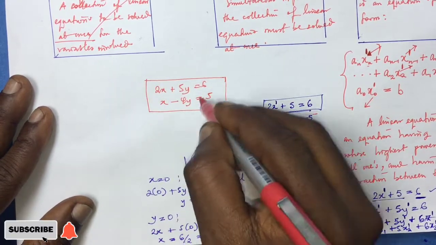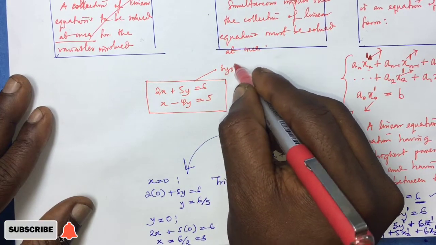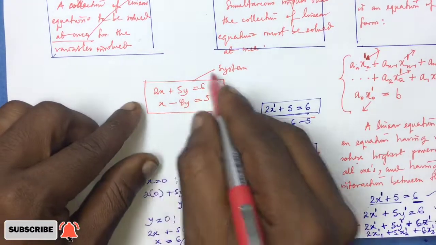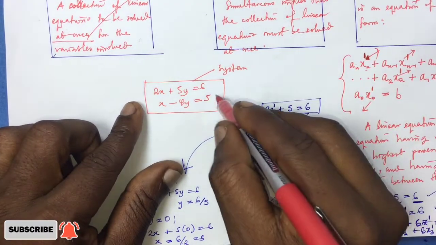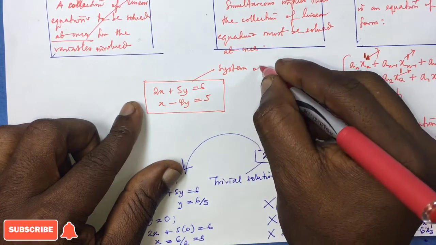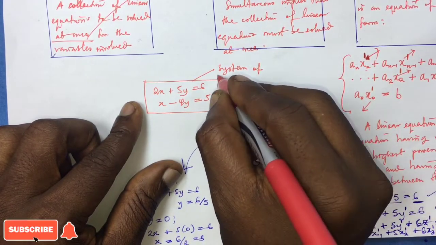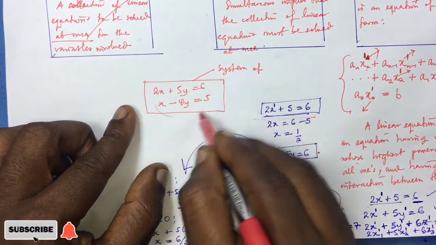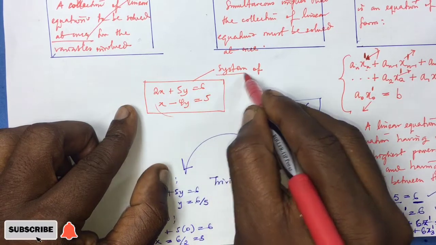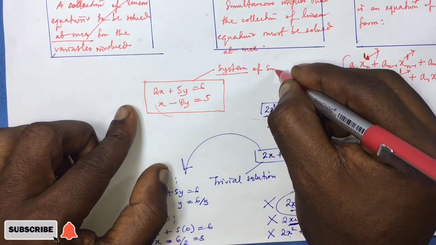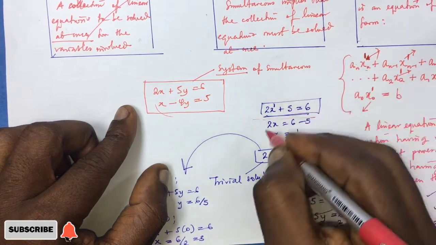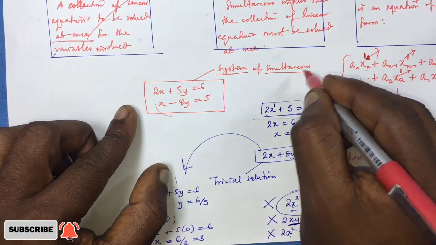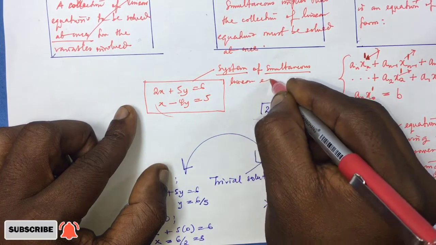And together, they will form what is called a system. And this system is a system of what? It is a system of linear equations that should be solved at once. And because they are to be solved at once, it becomes simultaneous. Okay? So simultaneous means they must be solved at once. And when you solve a collection of linear equations, that is a system, at once, that is simultaneous, then it means you are now solving a system of simultaneous linear equations.